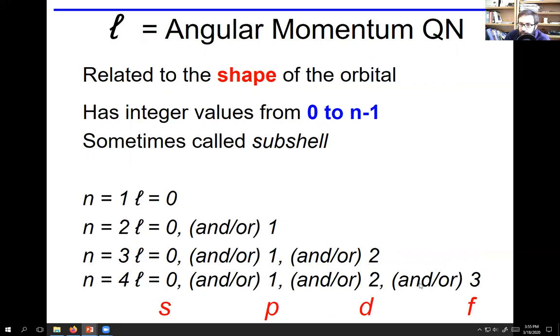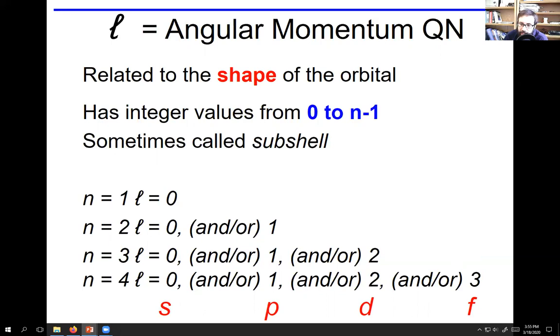Okay? The letters, I mentioned S. S corresponds to that second quantum number, the angular momentum quantum number. Saying S orbital is the same thing as saying I have a quantum number L equal to 0. Saying p orbital is the same thing as saying L equals 1. Saying d orbital is the same thing as having L equals 2. Saying f orbital is the same thing as having quantum number 3. And that's all we have to worry about, up to L equals 3.